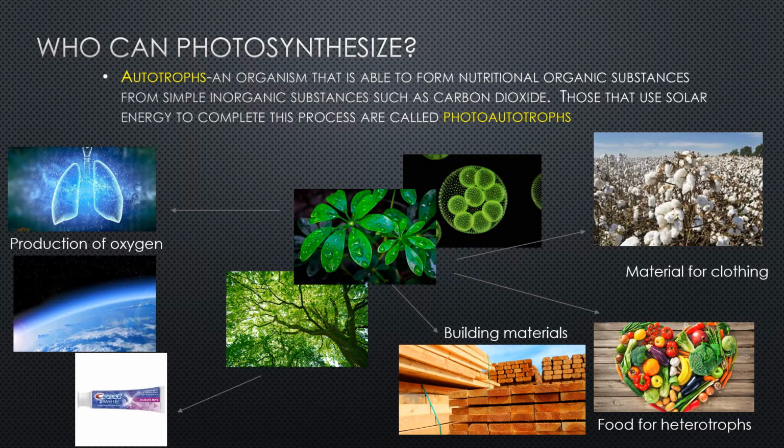Other things that autotrophs do, they produce material for clothing. I'm a Georgia girl, so cotton had to be in here somewhere. Building materials are produced, and then also some autotrophs have proteins that are used as thickening agents in toothpaste, in makeup, in ice cream, things like that. That's usually from our algae autotrophs. So those who can photosynthesize are what we call photoautotrophs, and they are really important, actually probably one of the most important organisms for life on Earth.